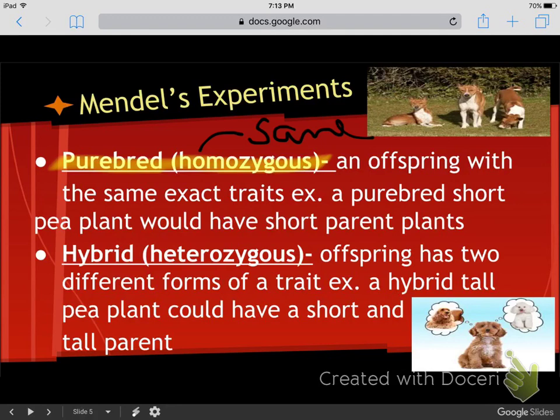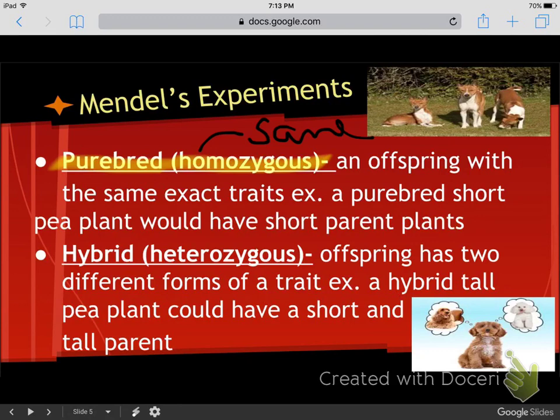A hybrid organism or hybrid offspring is going to have two different forms for the trait. So you know you get one from dad and one from mom. Well, if you are a hybrid organism, that means you got a different trait from mom than you got from dad, okay? And that makes you a hybrid. An example is a hybrid tall pea plant could end up having a short and a tall parent.